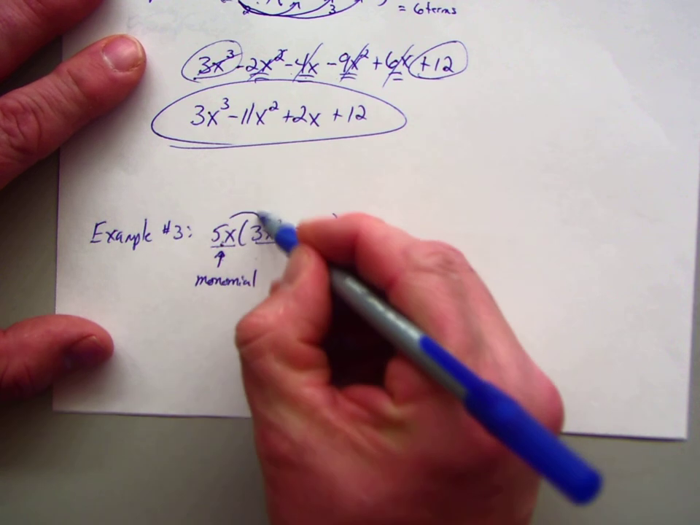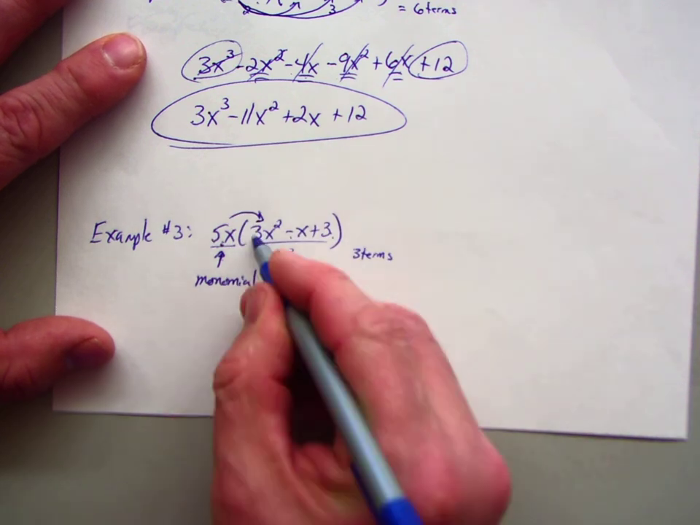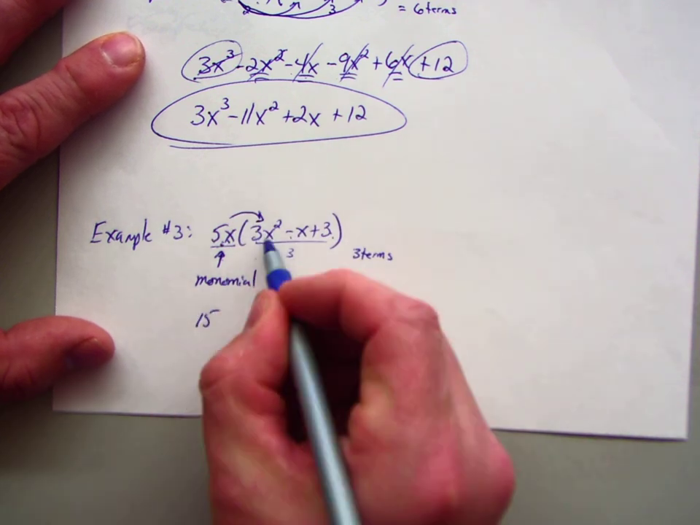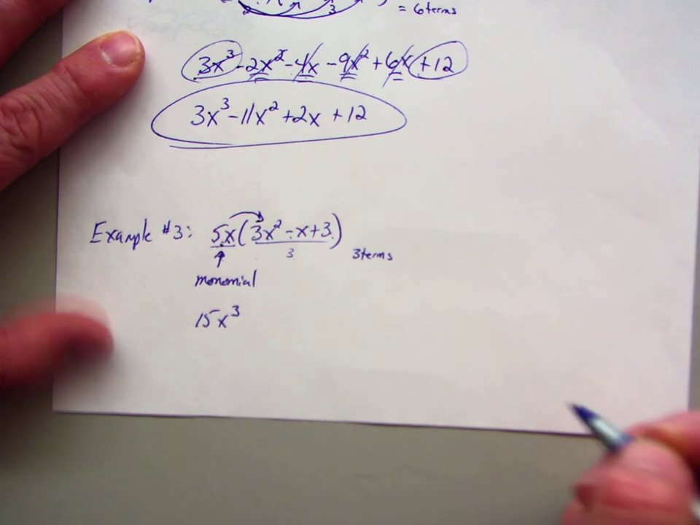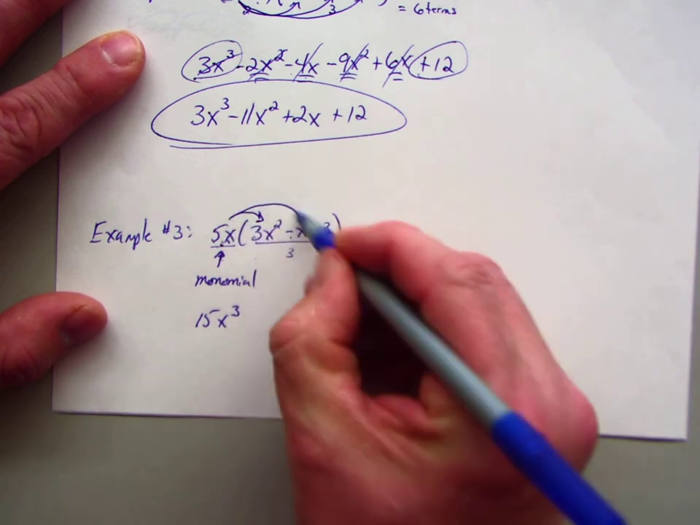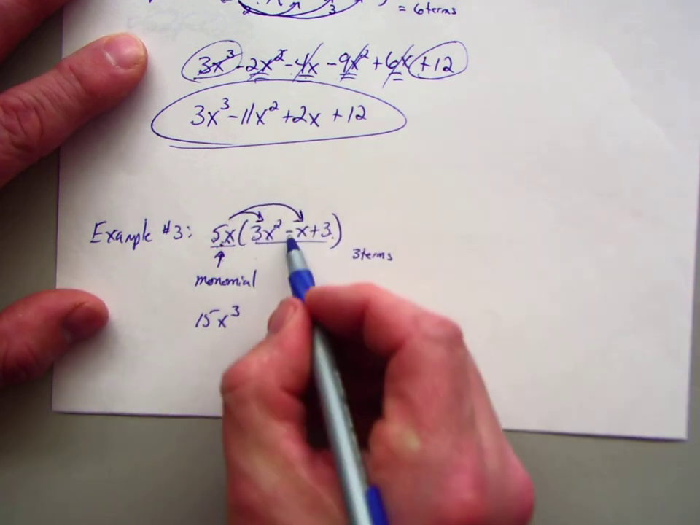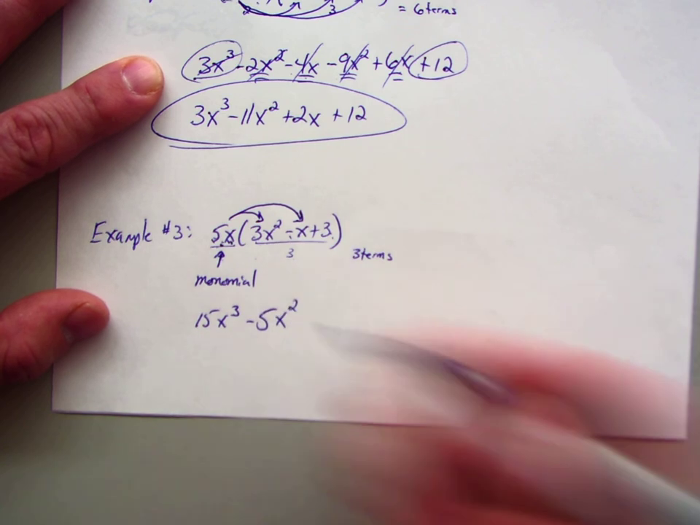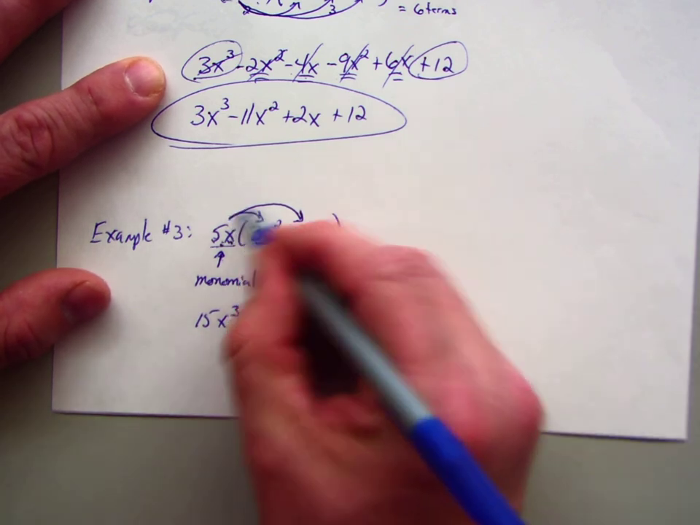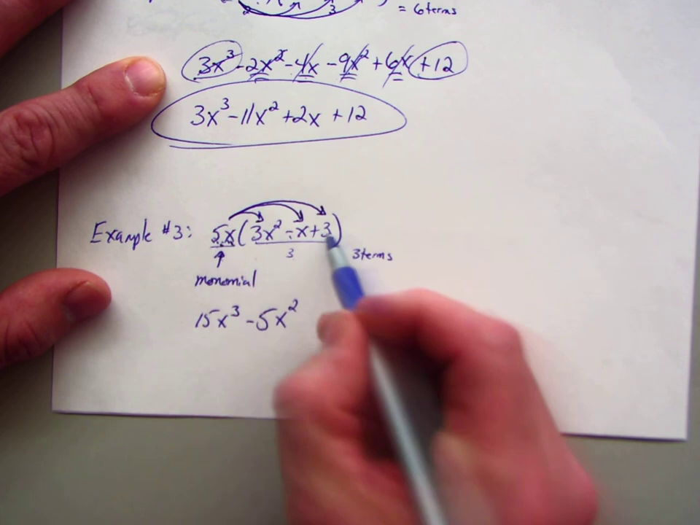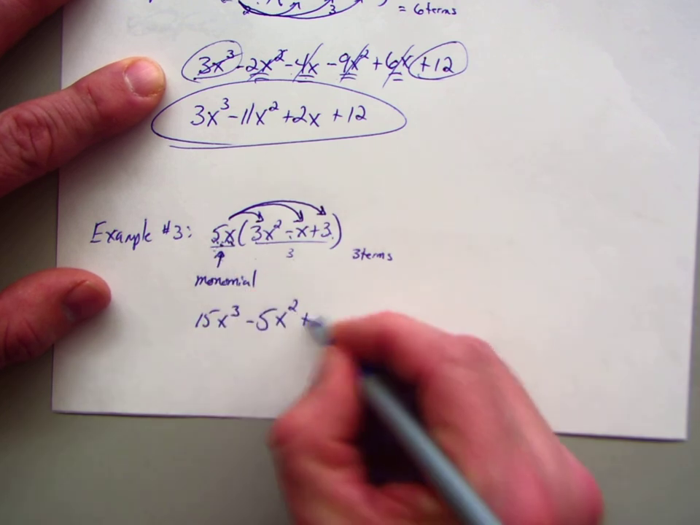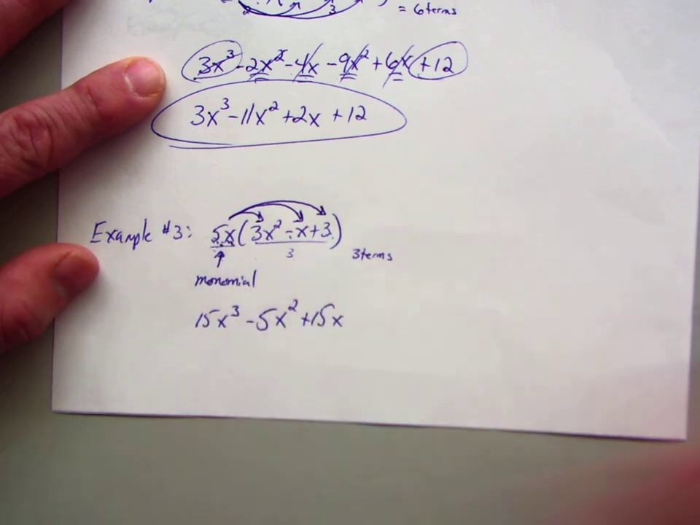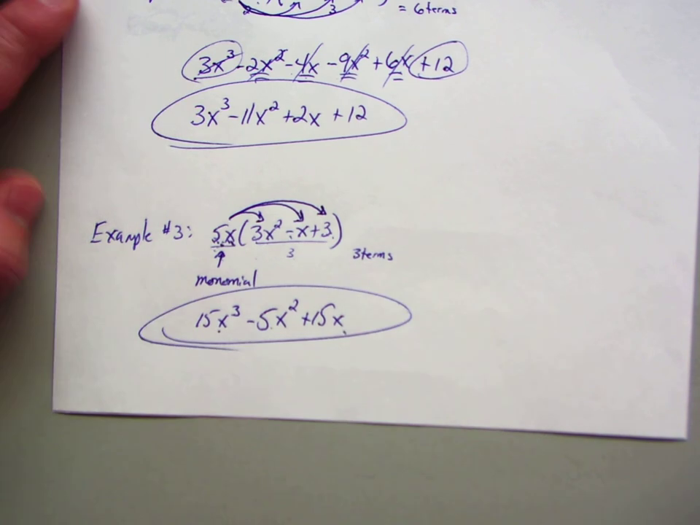So here we go. 5x times 3x squared is 5 times 3 is 15. X times x squared is x cubed. Then I take 5x times the negative x. So 5 times negative 1 is negative 5. x times x is x squared. And then my last term, so I'll take 5x times 3. So 5 times 3 is 15, and I have the x. And you notice here, none of the terms are the same, so I am finished.